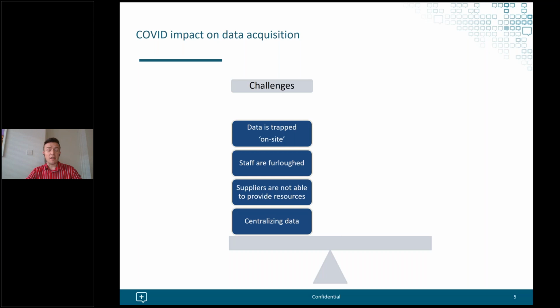Another challenge has been centralizing data. So where historically there might have been different data in different locations, not having that within a centralized place has been something that's been quite common.